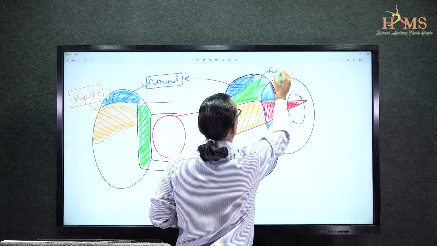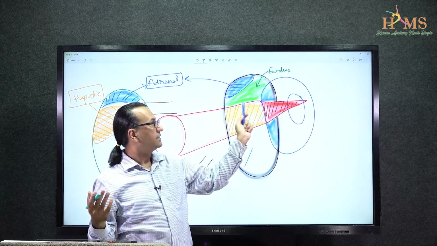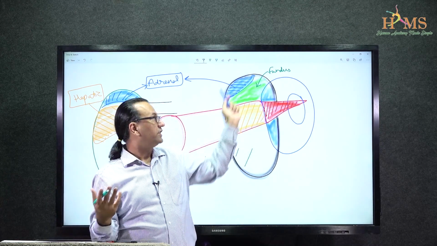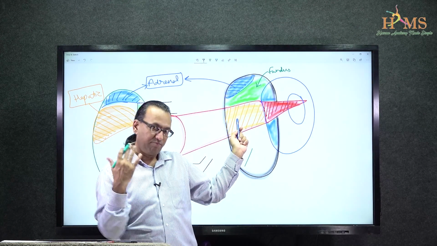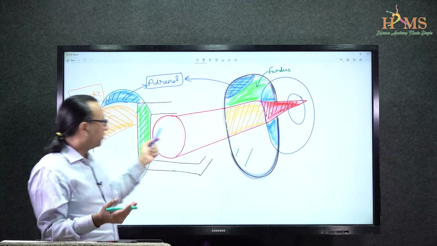Actually, we have removed the stomach, only then can we see the kidneys and pancreas. Until you remove the stomach, you cannot see the kidneys or pancreas. They are lying in the stomach bed, behind the stomach. And then you can mention about the colon as well.